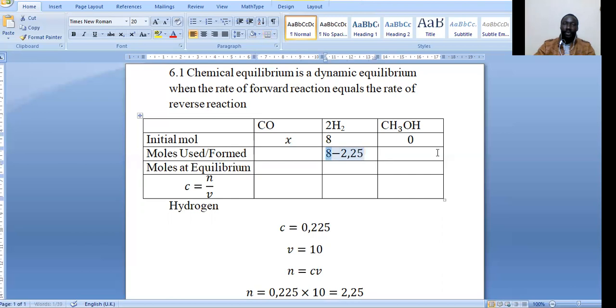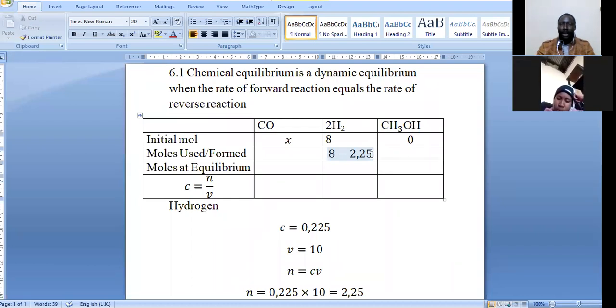So to find the number of moles used, or to find the amount of money you have used, you now have to see what you were having before minus what you have right now. And that gives us what? That gives us 8 minus 2.25.